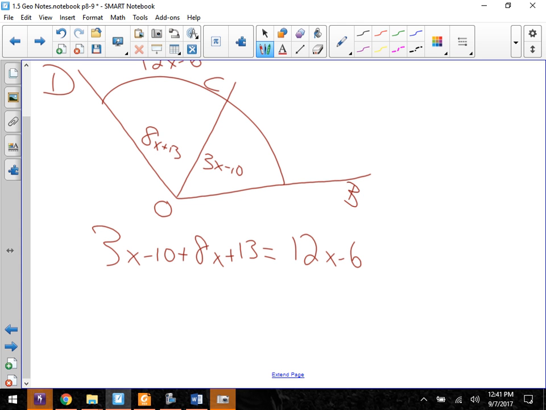From here, we just set it up. Combine your like terms. What's 8 and 3? 11. So we have 11x, negative 10, positive 13. Variables on both sides of the equation.